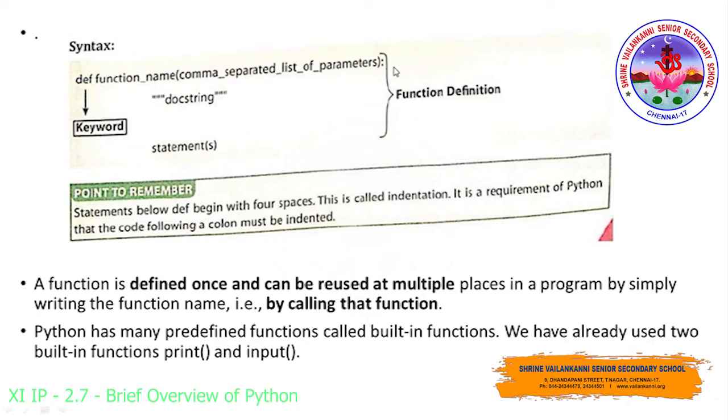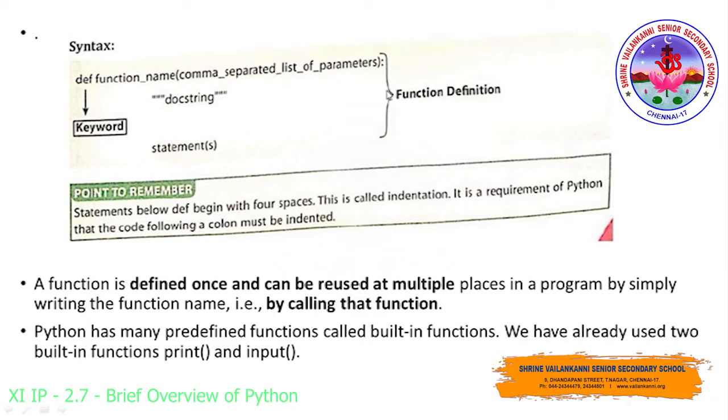And within the parenthesis, a comma separated list of parameters. So if you wish to give any variables, you can separate them. If you wish to give more variables, you can separate them using commas and provide them. So this is the first statement of the function definition. This represents that the function has been defined, and a colon is given here.